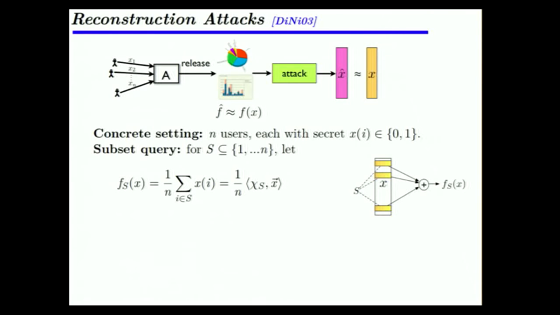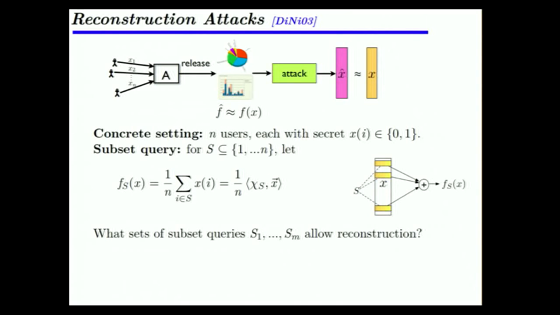Let's make things a bit more concrete. Suppose we've got some data set X, and we want to release this function f of x, or some approximation to it. A reconstruction attack is going to take this approximation to f of x and reconstruct some x hat that's ideally close to x. To make it more concrete, imagine we've got n users. Each one has a secret bit. The types of queries we're going to allow are subset queries. For a given subset of the data, the query I'll ask is to tell me the sum of the bits in that subset, divided by n for convenience. I can think of this as an inner product of the characteristic vector of my set S with this vector of secret bits, divided by n, so it's normalized between 0 and 1.